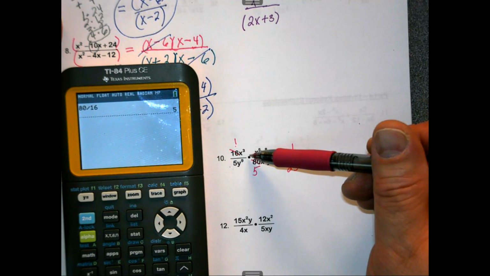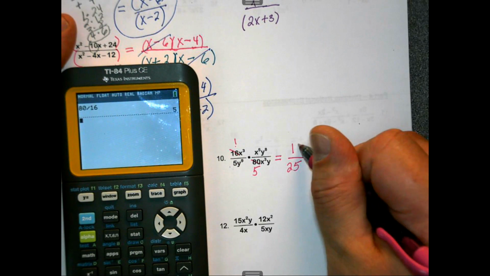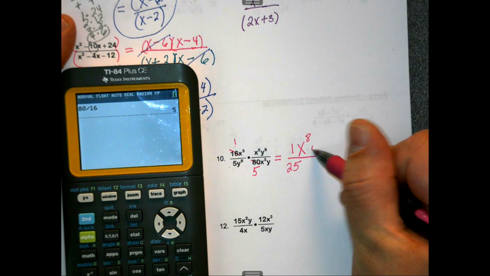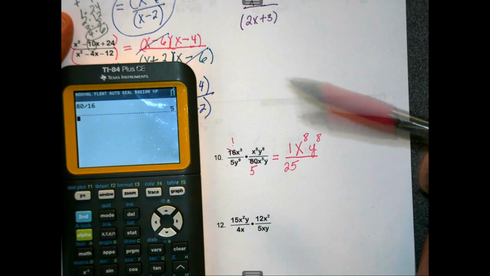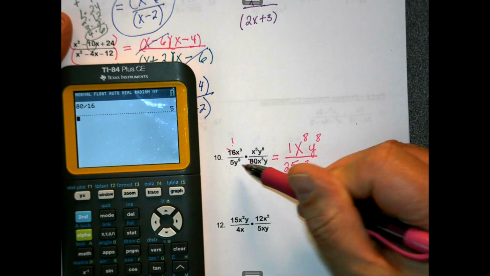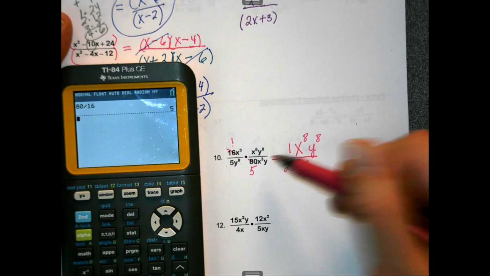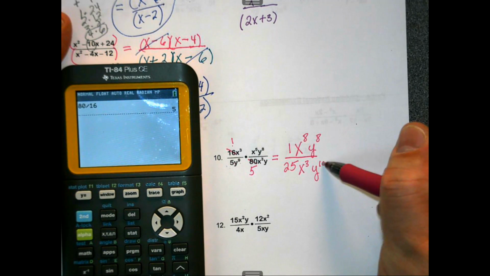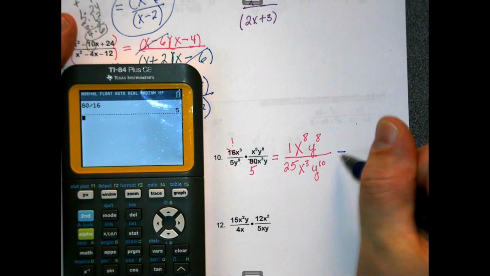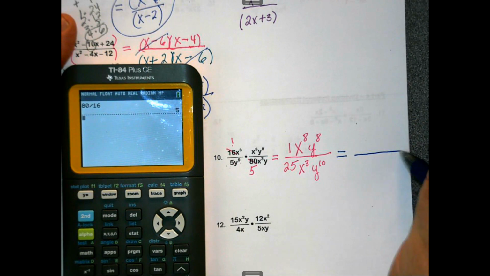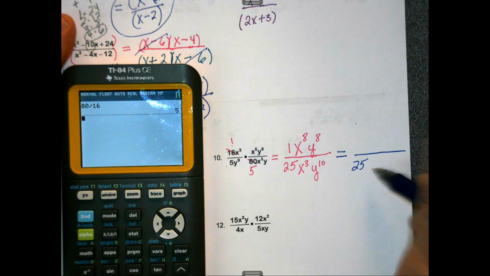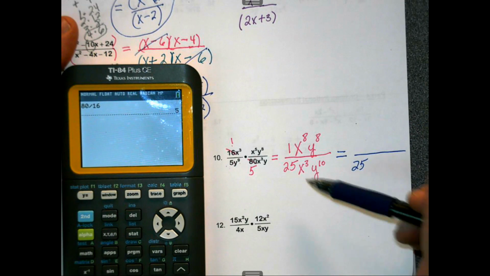X cubed times x to the 5th, x to the 8th, and I got a y to the 8th. Denominator, I have an x cubed, y to the 9th, plus 1, y to the 10th. I'm going to go ahead and do my canceling now. See, I got my 25 in the denominator. Don't know if I need that 1 there or not. I'm going to leave it out for now.